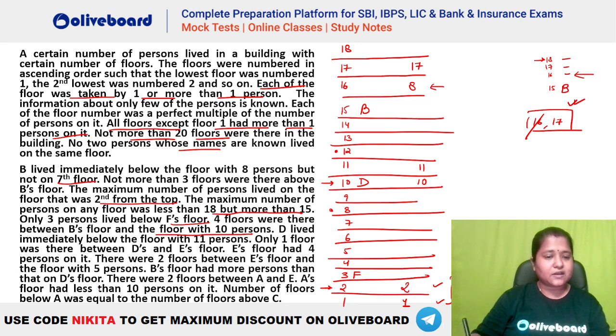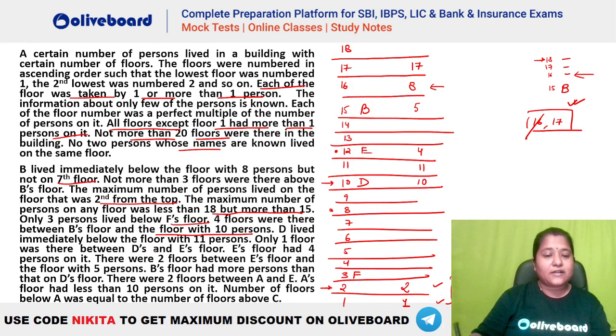Okay. Now what is given? There are 2 floors between E's floor and 5 persons. So E's floor and 5 persons should be at a gap of 2. So in this case, let's say you place E4 here. So we have 2 floors between E and 5 persons, right? That means you will have 1, 2, 5 here. This should be 5. Because below if you take 5, then the 9th floor will be the one with 5 persons. That is not a possibility because 9 is not a multiple of 5.